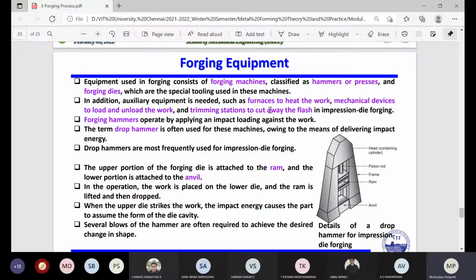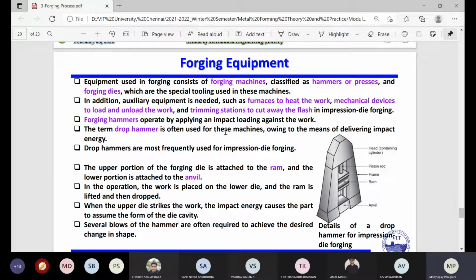So that means we have to think about the furnace, whether this material you have to heat it, for heat treatment purposes. Then second is the mechanical device. Whenever you are loading and unloading, that part also you have to think about. And third, whenever you have the flash material, you have to cut it, because you cannot keep it for long. You have to remove that.